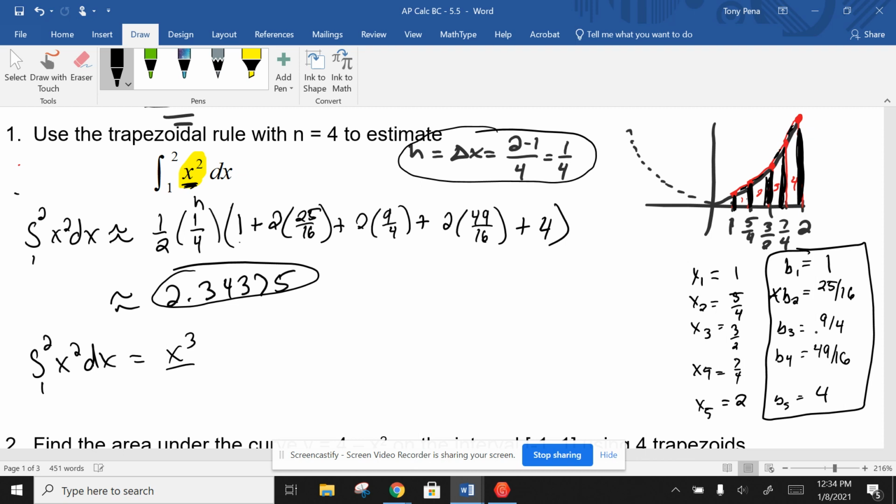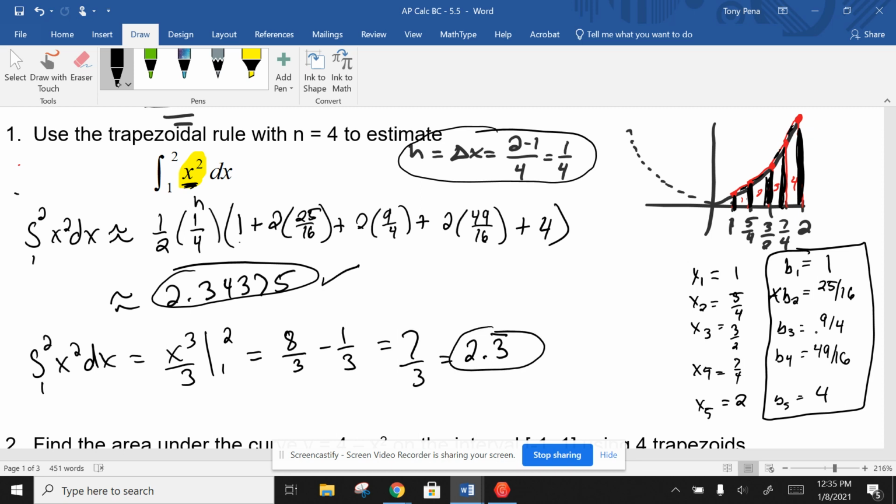We can do the antiderivative of this, x cubed over 3 from 1 to 2. We would get 8/3 minus 1/3, upper limit minus your lower limit, which is 7/3. So that's 2.3 repeating. So this is the exact area. Notice the trapezoid rule gives us a really, really close value to what the real area would have been.